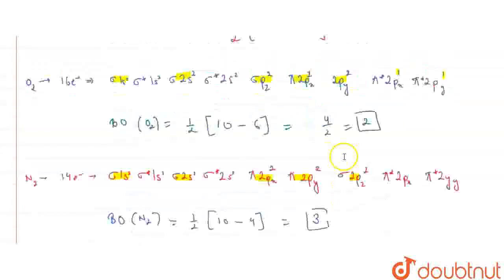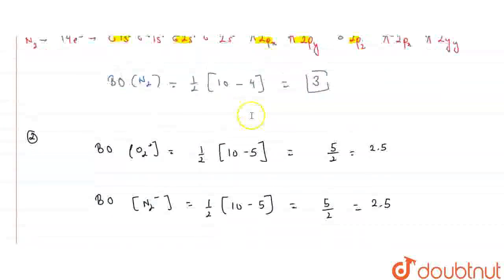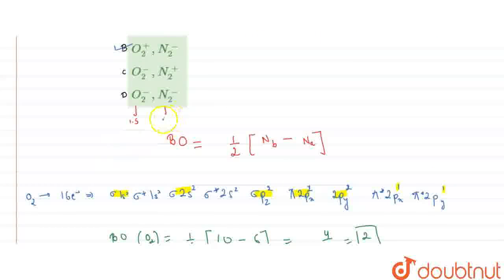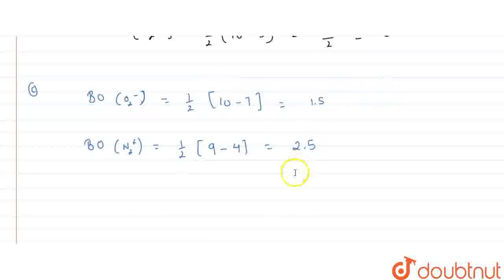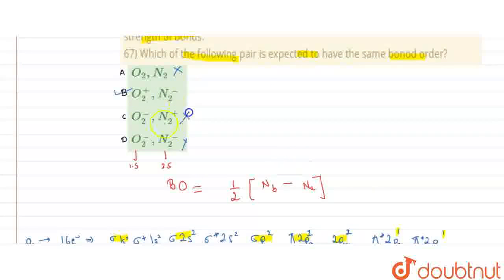Now let us look at the last option, which is D, which is O2 minus and N2 minus. So we have already calculated the bond order for O2 minus and N2 minus. For O2 minus it was 1.5, and for N2 minus it is 2.5. So they are also not equal. That means this option is also wrong, and C was also wrong since they were different. For O2 minus it was 1.5, and for N2 positive it was 2.5. So both C and D are wrong. So option B is correct. So with this we complete our solution.